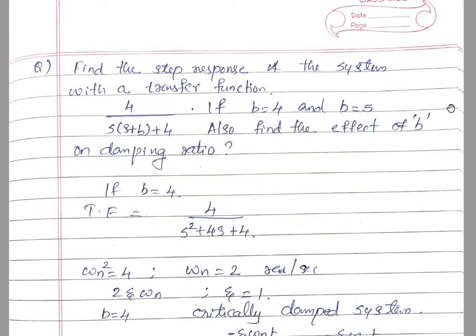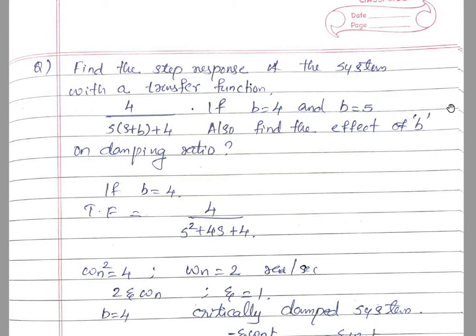So, in the next problem, find the step response of the system with a transfer function 4 divided by s into (s plus b plus 4), if b is equal to 4 and b is equal to 5. Also find the effect of b on damping ratio.